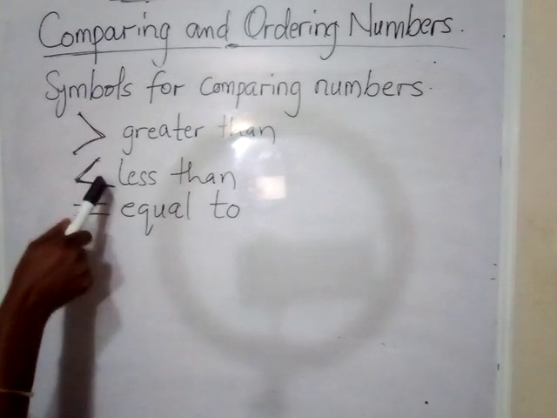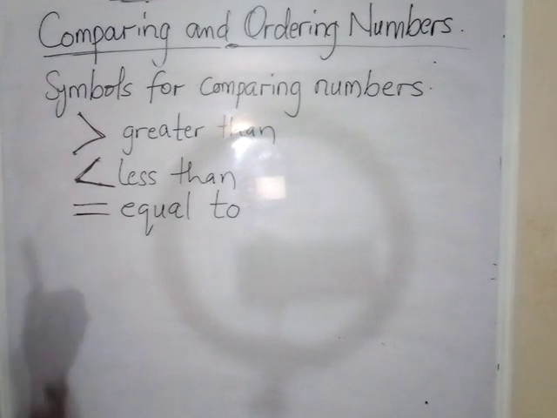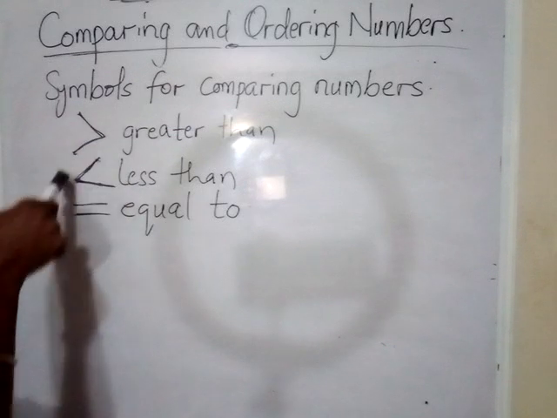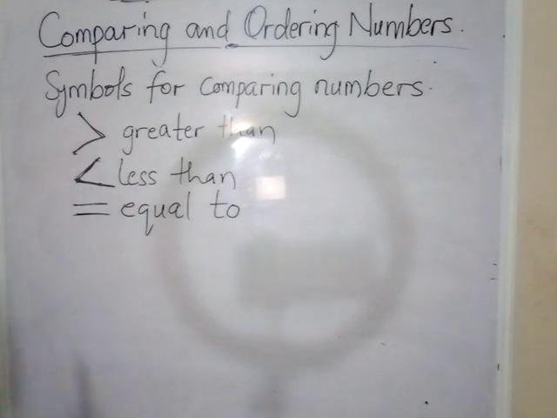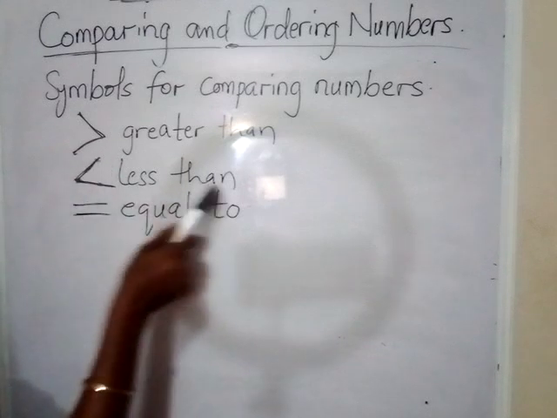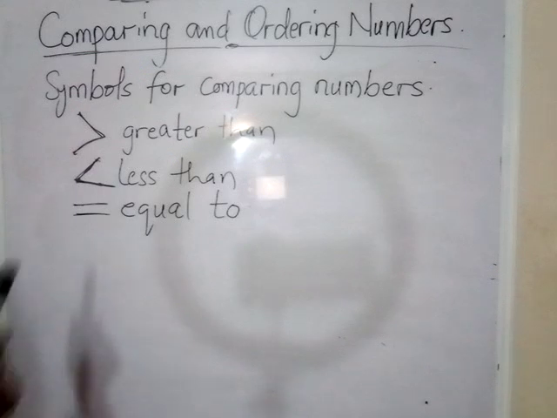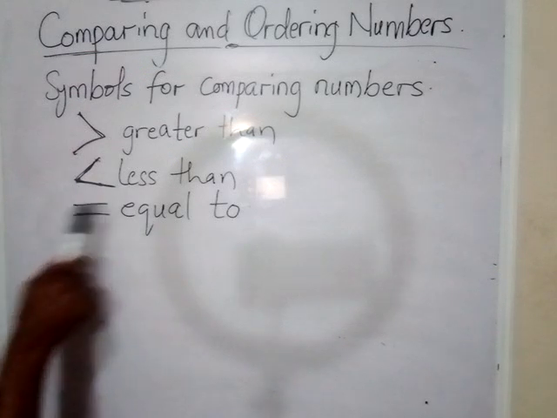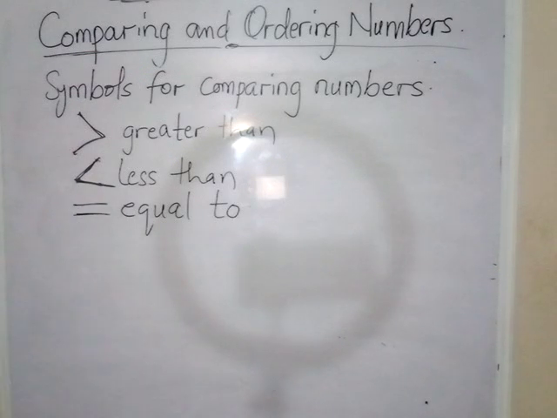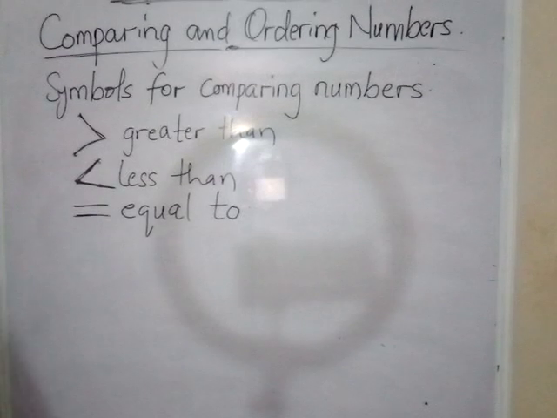So these are the signs that we use to compare numbers. The greater than sign, there the mouth is opened towards the bigger number. The less than sign, there the symbol is closed towards the smaller number. And then you have the two dashes, which represent equal to. Here it means the two numbers are the same. None is bigger than the other.